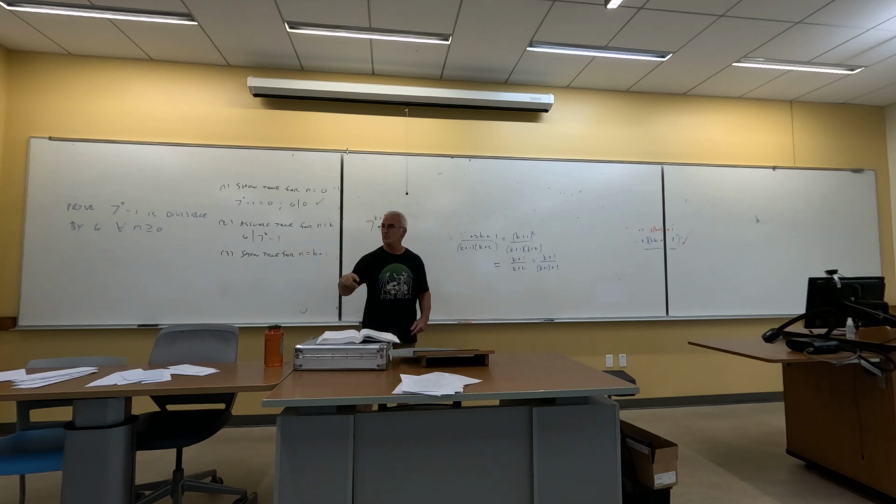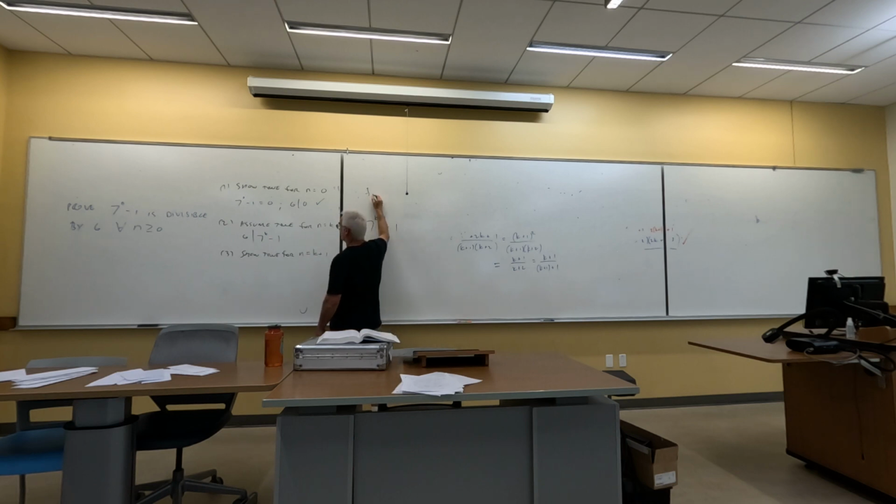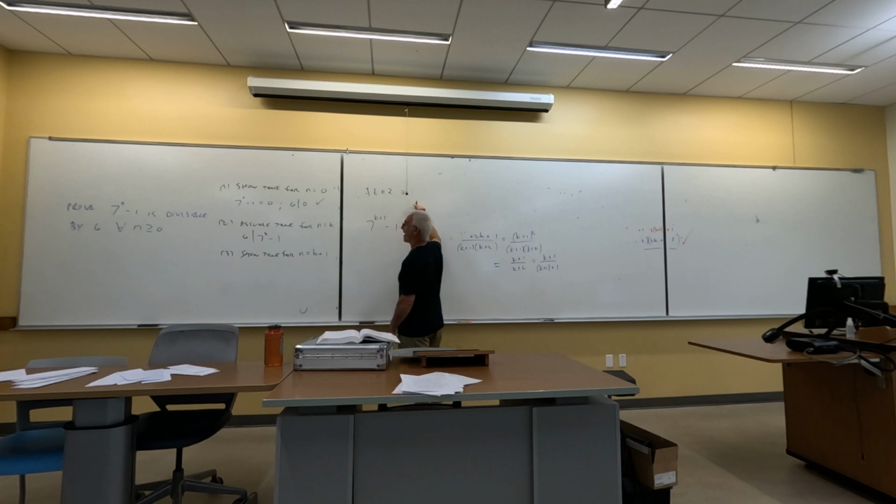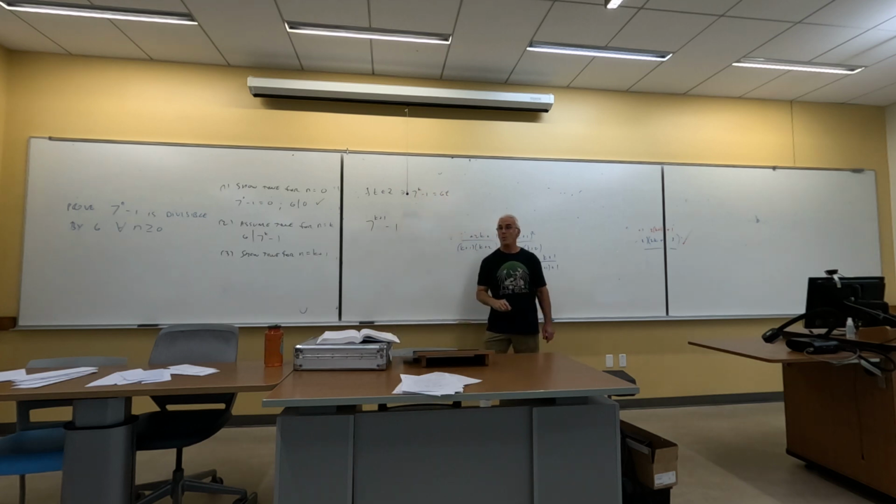But in every other case, my assumption was an equality, wasn't it? Didn't I assume something was true? I don't have an equality. I assumed a mathematical statement. Okay, so what does that mean? How about there exists t in the set of integers such that 7 to the k minus 1 equals 6t. Okay. Is this a start?